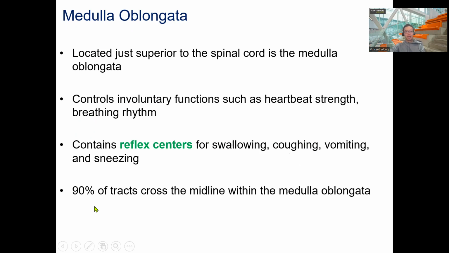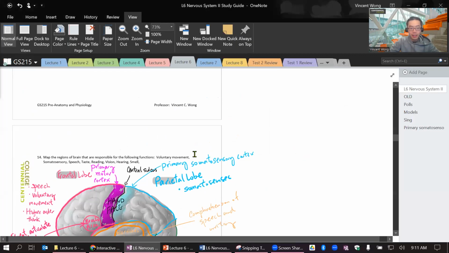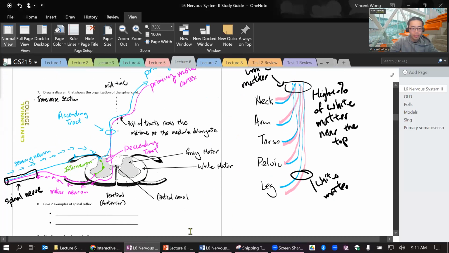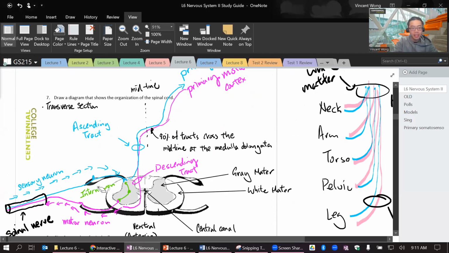Okay. One last thing: 90% of the tracks cross the midline, in the middle, right, at the medulla oblongata. Remember all those ascending tracks, the blue lines that I love to draw, right? They come up and then cross the center before heading up further to your cerebrum. Actually, you know what? I'm going to go back to here to show you. So this is the diagram, right? You can go back to it if you want, or you can just listen. So the ascending track, which is at the back of the spinal cord, goes up and then crosses the midline at the medulla oblongata.